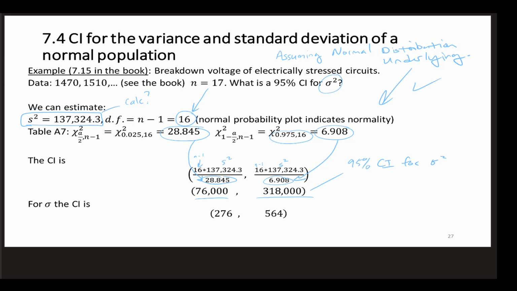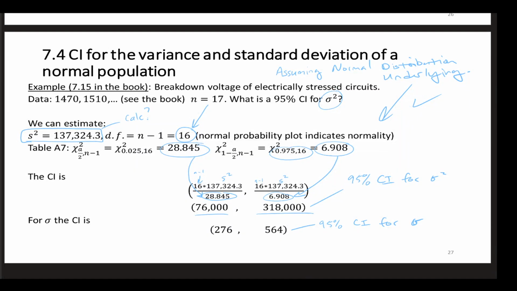And then you take the square root of that to get the confidence interval for the standard deviation. So this would be a 95% confidence interval for sigma. So it's somewhere between 276 and 564. So cool, man. That's pretty much it for the variance.